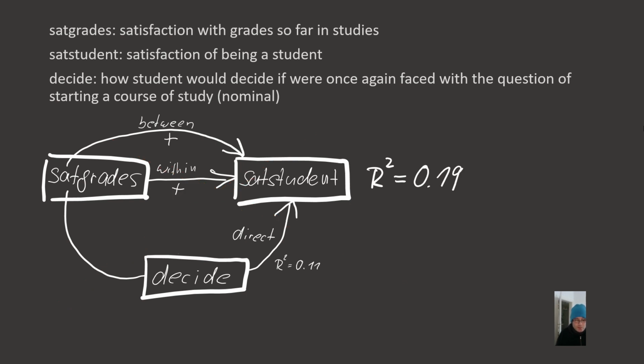So the best model is the one which comes up with a positive within effect of SAT grades on SAT student, a positive indirect between effect of Decide via SAT grades on SAT student, and a direct between effect of Decide on SAT student. That's it.